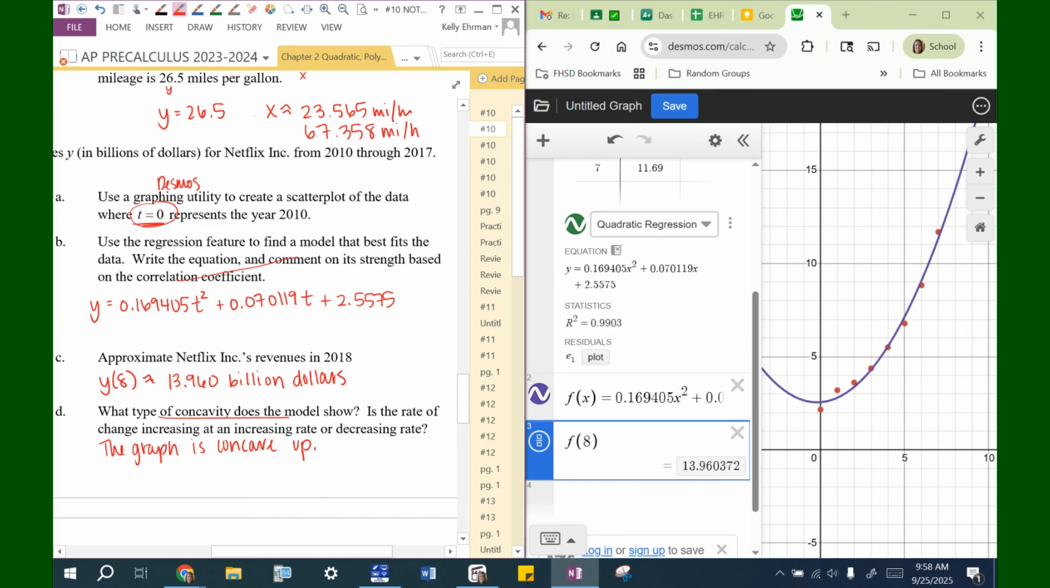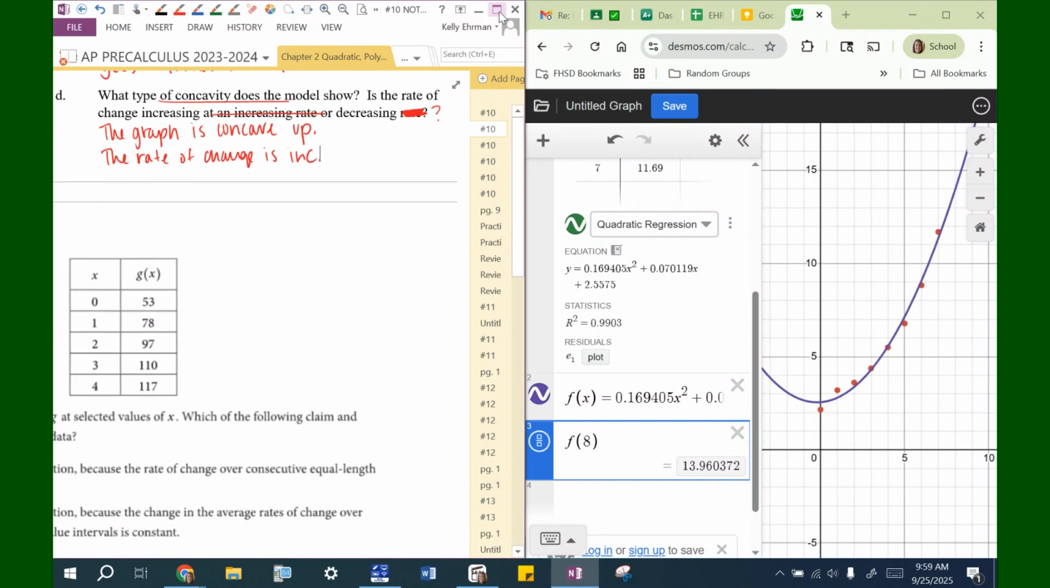Is the rate of change increasing or decreasing? Ignore my stuff about the rates. Remember, we talked about this in chapter 1. When a graph is concave up, the rate of change is increasing. What do we mean by that? The slopes are going from negatives on the left to closer to 0 at the bottom, to then positives. Those numbers for the slopes, the numbers are increasing.